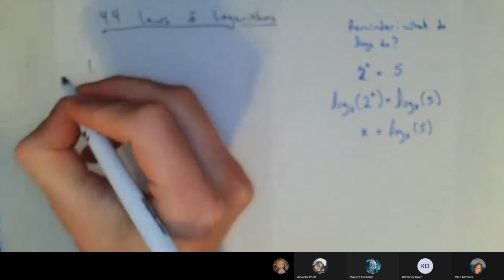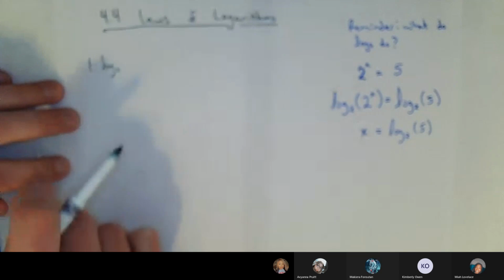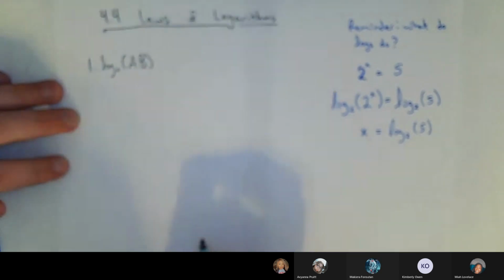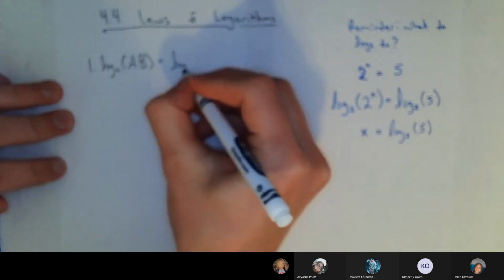So property 1 says that if I have the log base A, so just some generic base A, of a product, A times B, then that's the same as splitting the log into a sum.